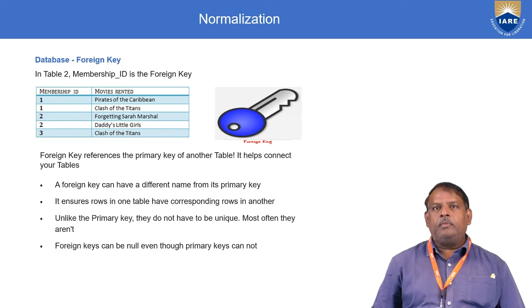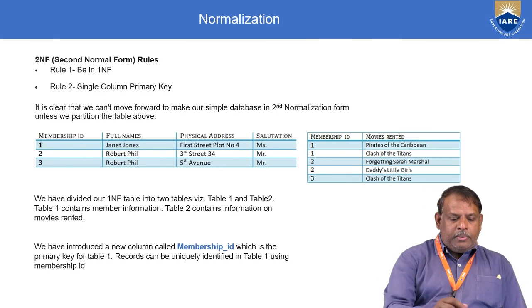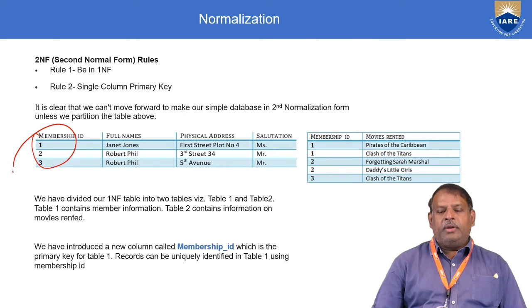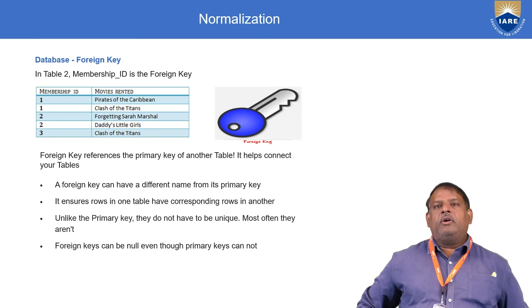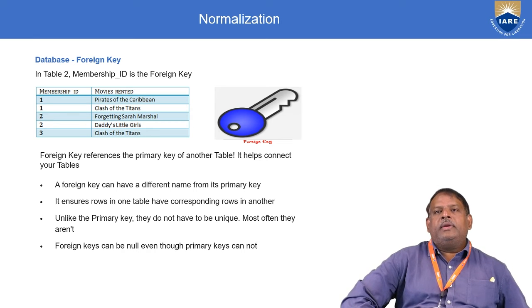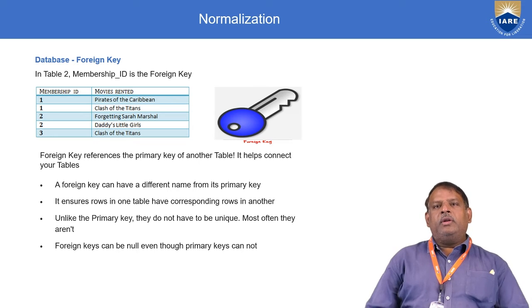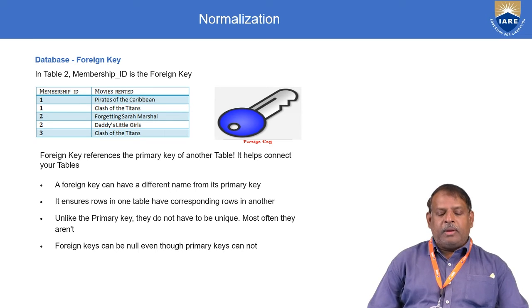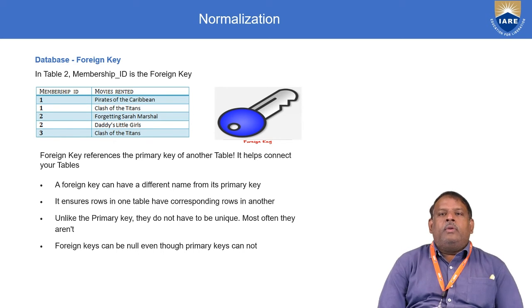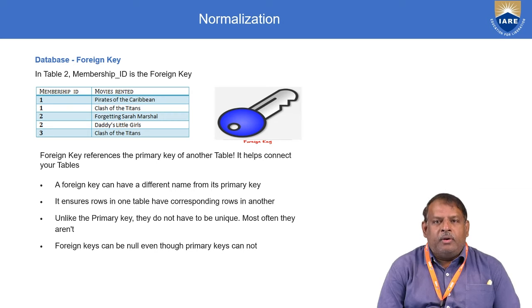Okay. Now, in table 2, membership ID is a foreign key. A foreign key references the primary key of another table. It helps to connect your tables. A foreign key can have a different name from the primary key. It ensures rows in one table have corresponding rows in the other. Unlike the primary key, they don't have to be unique. More often, they are not. The foreign keys can be null even though the primary key cannot be null.